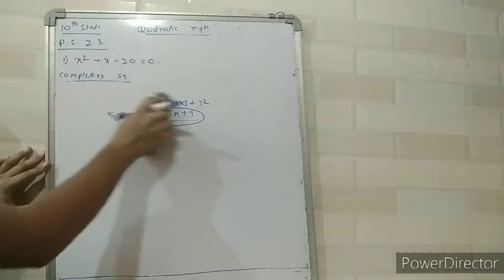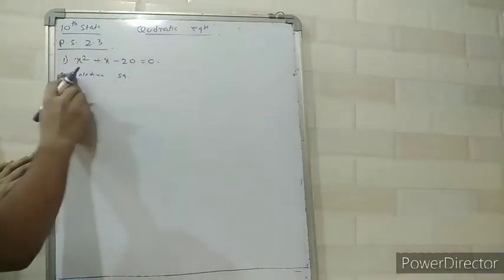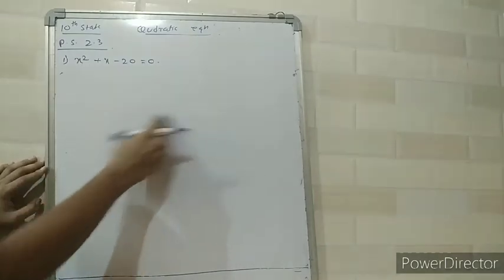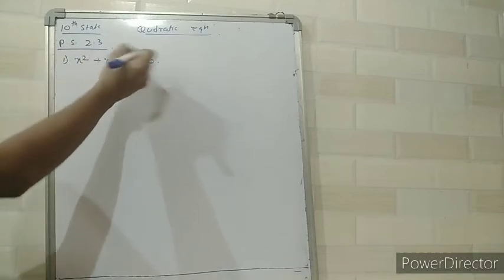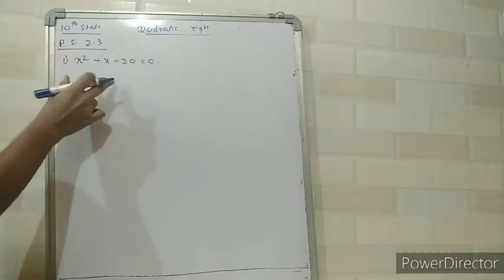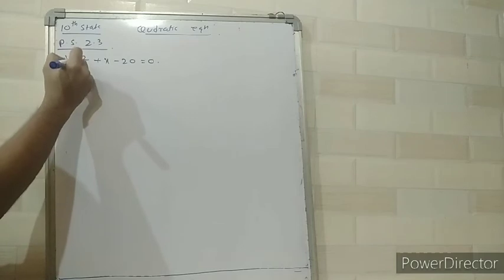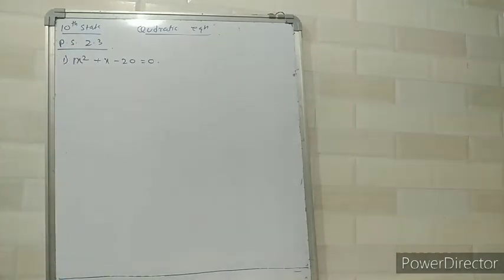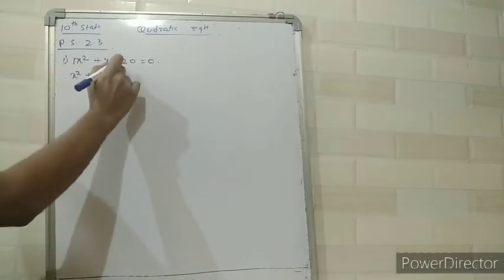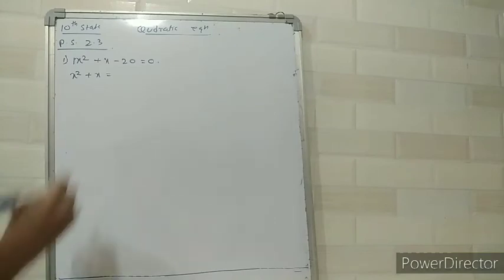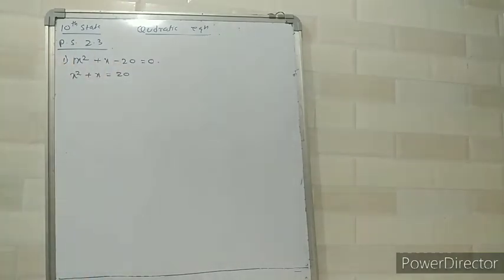I will tell you some steps, you should follow those steps, you will understand it properly. We have x square plus x minus 20. First of all, shift that minus 20 over there. Always before starting the question, see to it that the coefficient of x square should be 1. So the coefficient of x square is 1, therefore x square plus x. The very first step is to shift minus 20 that side, that will be plus 20.